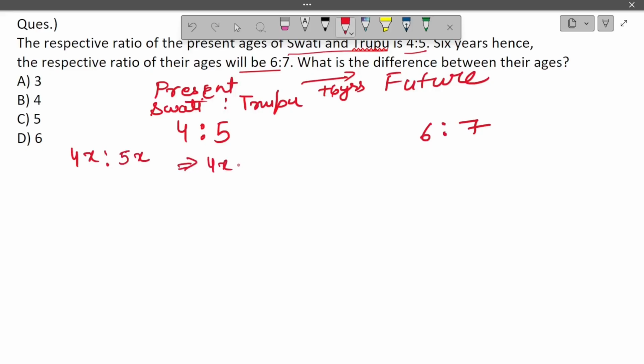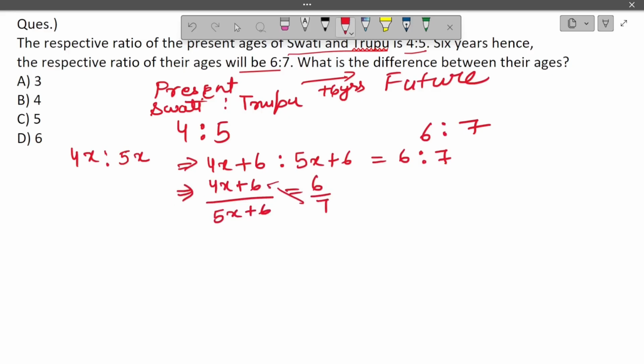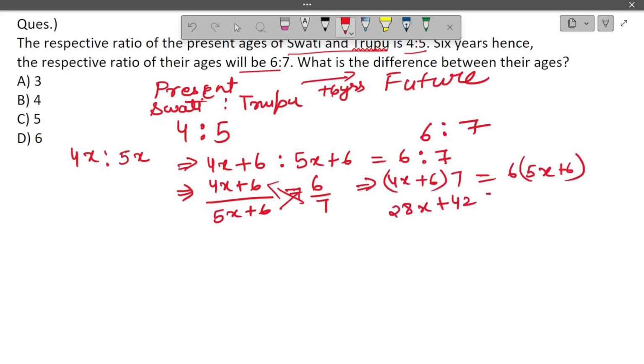What we were told is 4x after 6 years. We will add 6 to both the ratios, and this will be our new ratio after 6 years. So how can we solve this equation? 4x plus 6 divided by 5x plus 6 is equal to 6 by 7. Now we will cross multiply and create the new equation, which is going to be 4x plus 6 multiplied by 7 is equal to 6 into 5x plus 6. 4 sevens are 28, 6 sevens are 42. 6 fives are 30x, and then 36.